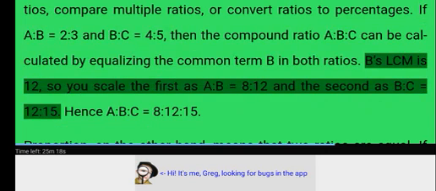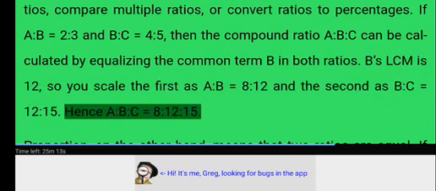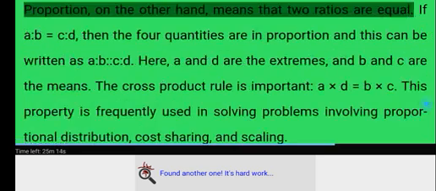B's LCM is 12, so you scale the first as A:B equals 8:12 and the second as B:C equals 12:15. Hence A:B:C equals 8:12:15.